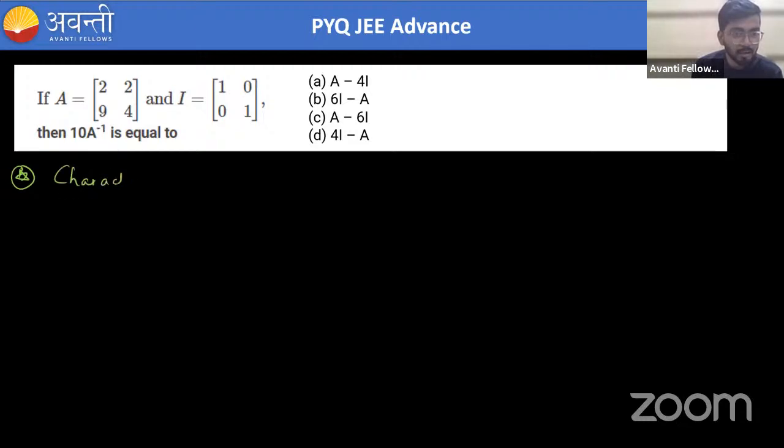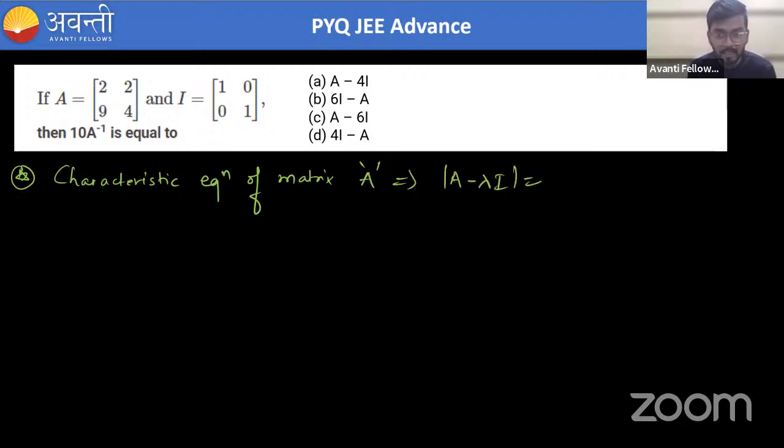Characteristic equation of a 2 into 2 matrix. Here in this case it is a 2 into 2 matrix. The characteristic equation of the matrix is given by determinant of A minus lambda I is equal to 0. So following this, I will write determinant of A minus lambda I.